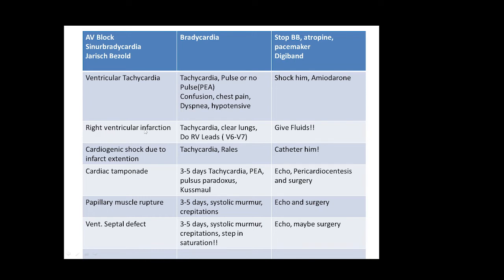Right ventricular infarction. Any patient who presents to you with hypotension, with tachycardia, with clear lungs on auscultation, definitely plus a history of chest pain, then you think about right ventricular infarction. So patients with right ventricular infarction come with chest pain and they have tachycardia. The lungs are clear on auscultation, because if the right ventricle is infarcted, it cannot pump blood to the lungs. So this is why the lung is clear on auscultation.